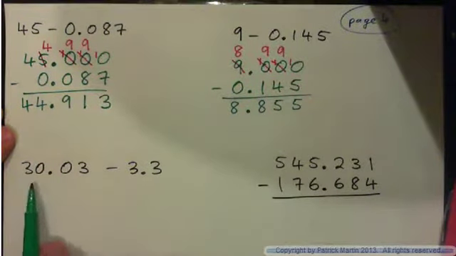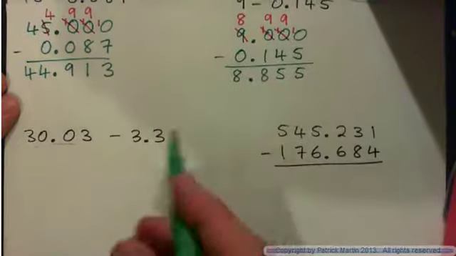So press pause and try this one. 30.03 minus 3.3. Okay, now I'll try it.